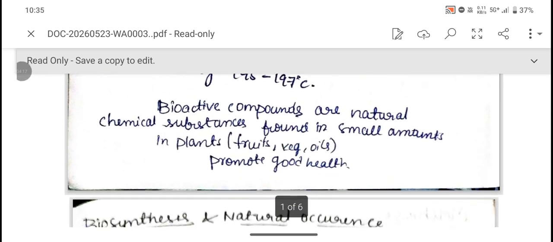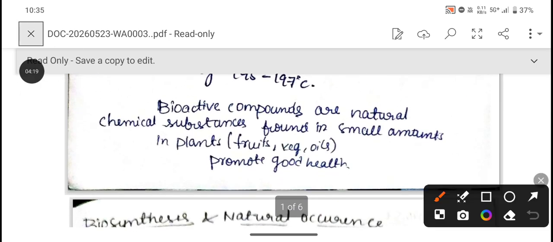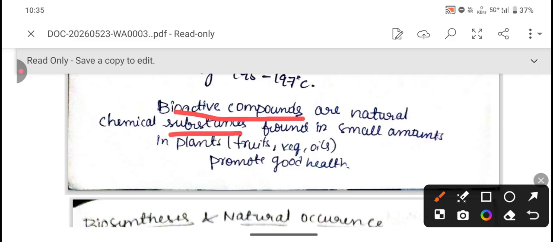I have mentioned bioactive compounds, right? There are some other kinds of bioactive compounds present. Basically, these bioactive compounds are natural chemical substances found in small amounts in plants, like fruits, vegetables and oils, which promote good health. One such example is crocin, which is present in saffron.